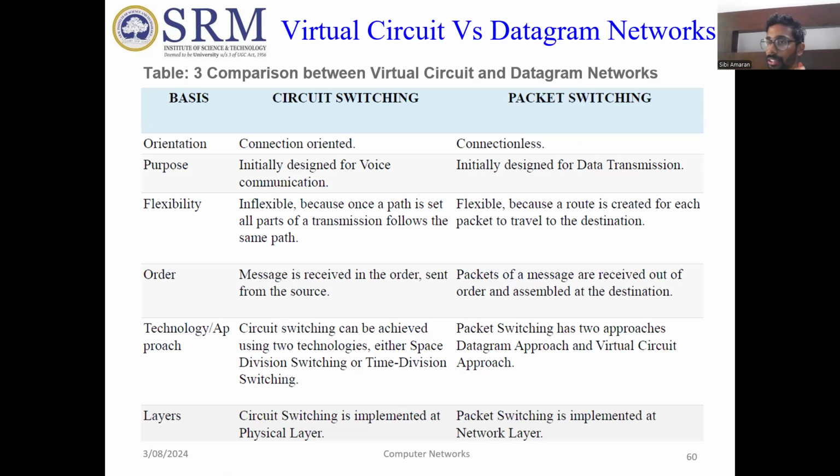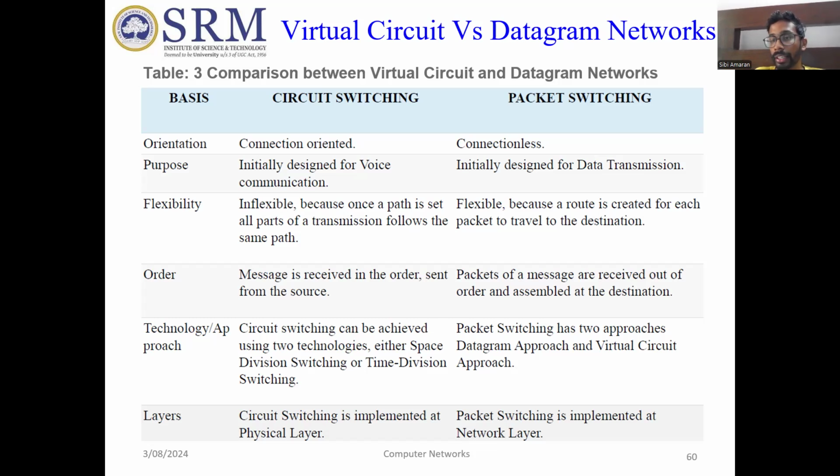Circuit switching is connection oriented. Packet switching is connectionless. Circuit switching is for voice communication, and this is for data communication. Circuit switching can be implemented at the physical layer, as was mentioned in the PPT, but that is not actually right. We can implement it at the data link as well as the transport layer.